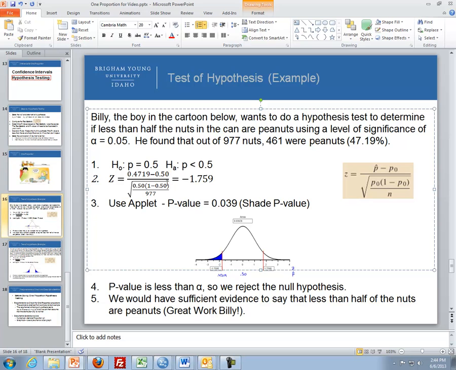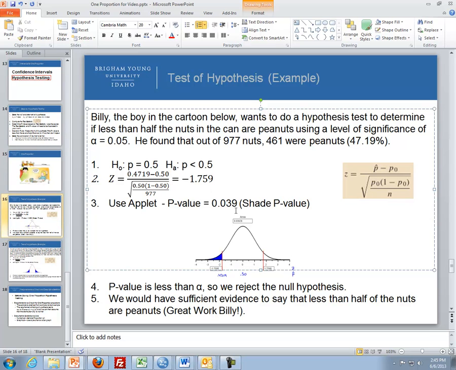divided by, and this is a standard deviation, where we take the null hypothesis times 1 minus the null hypothesis, which is up here, divided by 977, which is our sample size. And so this is the formula as you see over here. We get a z-score of negative 1.759.